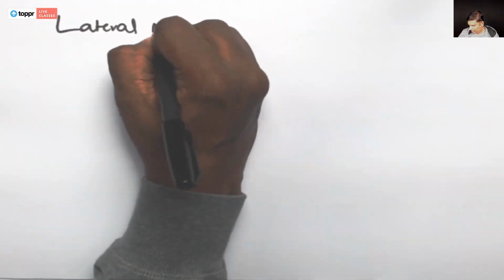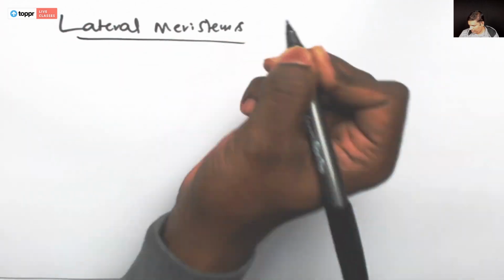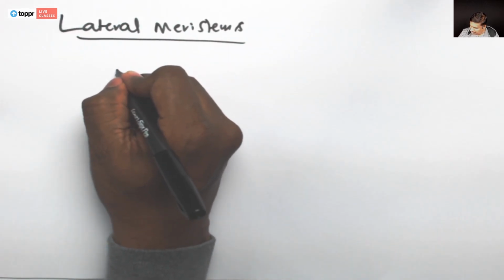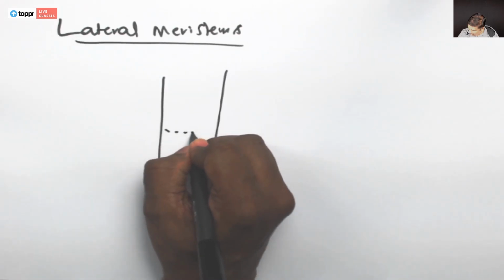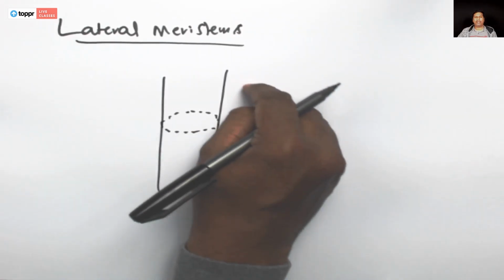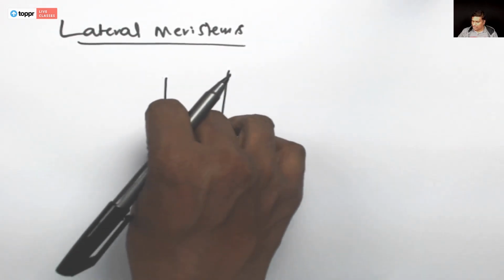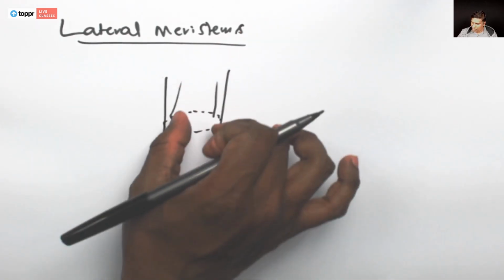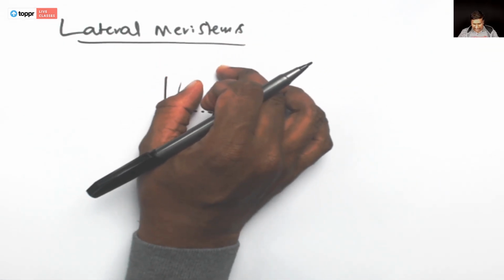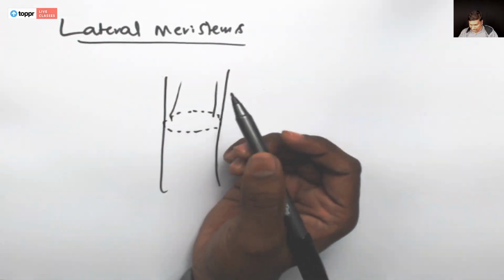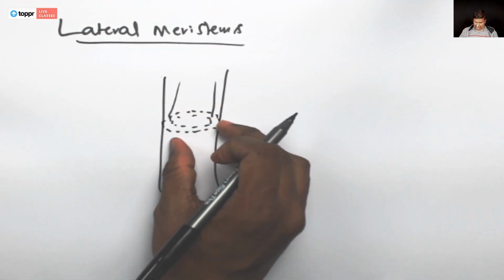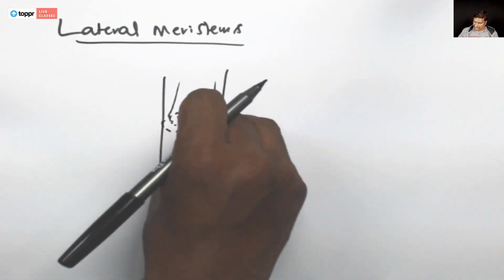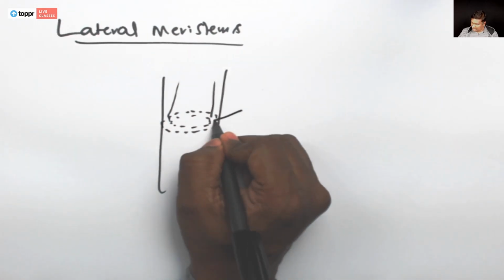Then if you look at the lateral meristems, these are organized in a radial fashion. If this is the stem of the plant, they are organized in this fashion, in a radial, circular fashion. So the lateral meristems are arranged in a radial fashion. One layer here, one layer here. So several layers of meristematic cells are arranged in concentric circles, and these concentric circles form the lateral meristems.